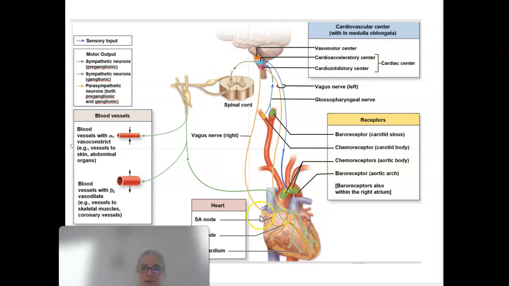Then we have to have the response, and the response comes out through norepinephrine, right? If we're looking at going to our arterioles, or if we're coming from a cardiac center, we use the cardiac nerve and the vagus nerve to go to the SA node. So it's identical. The part on the heart you've already done. All I'm doing is adding the little piece here from the vasomotor center.